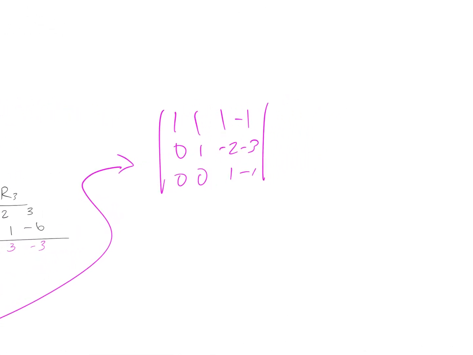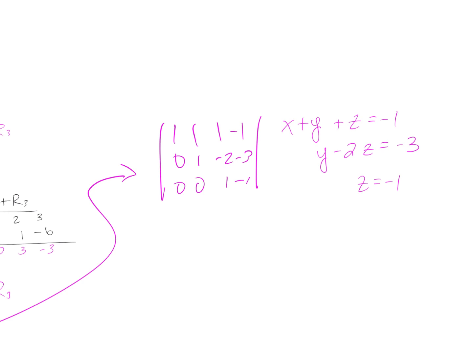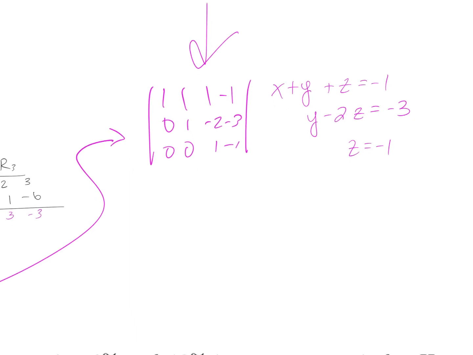What does the first equation say? X plus y plus z equals negative 1. What does the second equation say? Y minus 2z equals negative 3. And what does the last equation say? Z equals negative 1. All right, that is part of your answer, guys. You've worked your matrix into our elementary row operation, Gauss-Jordan, however you want to say it. Now we have our row echelon form where it's 3, 2, 1. Now we take our equations and we work backwards.